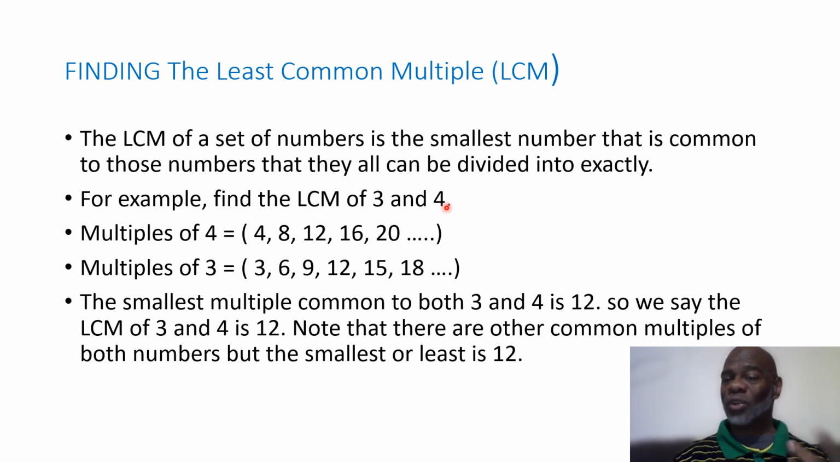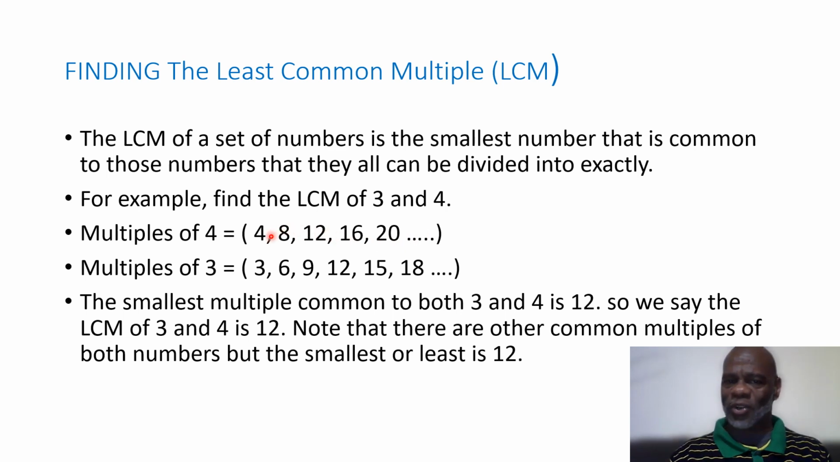Now if we know our timetables, that will help us a lot, if we know our 3 times and our 4 times. First thing we're going to do is write out some of the multiples of 4. The first multiple of any number is the number itself, because the number will go into itself one time. So the multiples of 4 are 4, 8, 12, 16, 20, and so on, all the way to infinity.